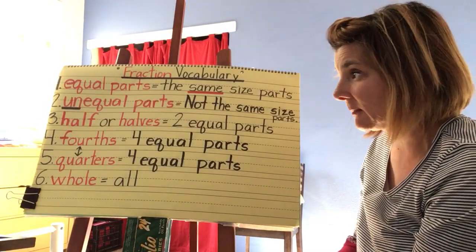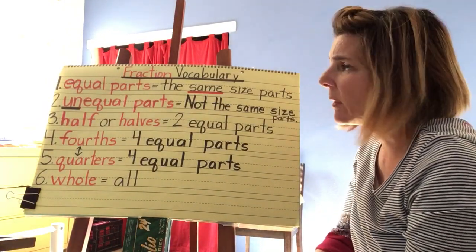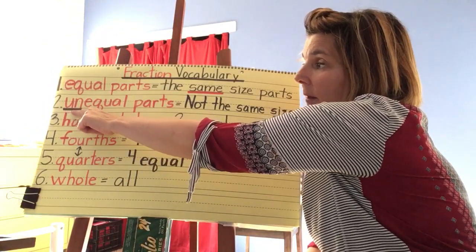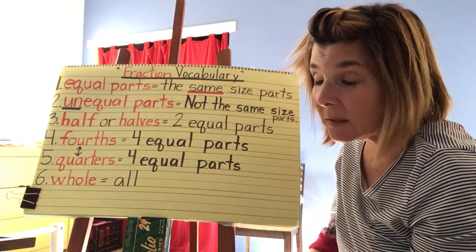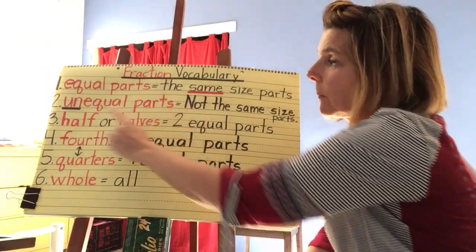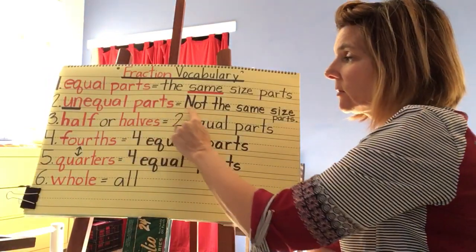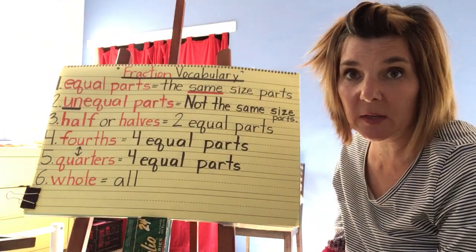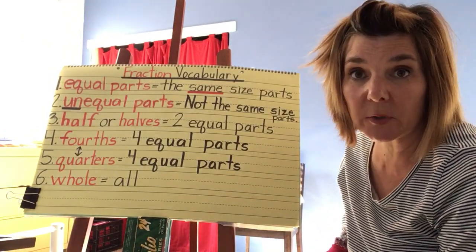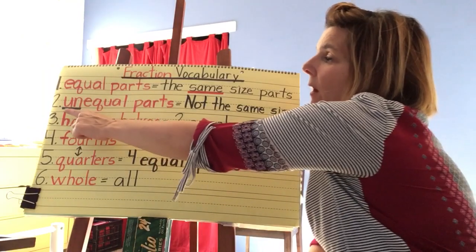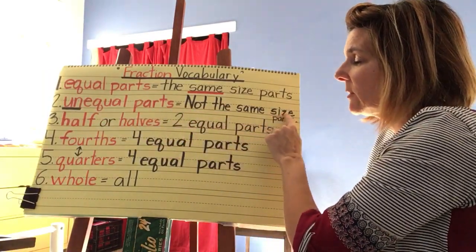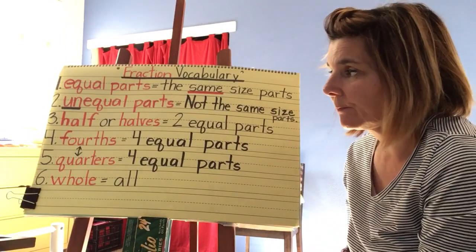same size. Number 2, unequal parts. See how I underlined un? Do you remember what un means? Un means not. Unequal parts, not the same size parts. Okay, make sure you're reading that on your own as we go. Let's read number 2 again. Unequal parts, not the same size parts.